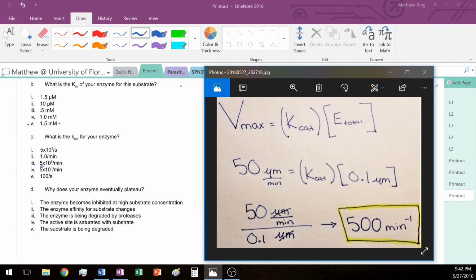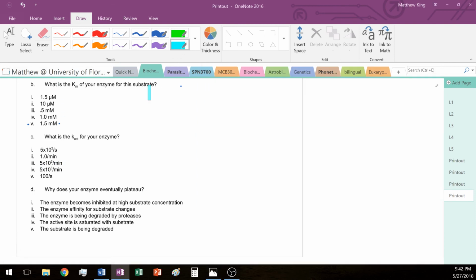And when you have, they will throw some scientific notation at you. 500 is 5 times 10 to the 2. I'm sure we all know how scientific notation works. And it's over minutes, minutes to the -1. So in this case, I'll just highlight this one. This is going to be our answer right there. Answer choice number 3.